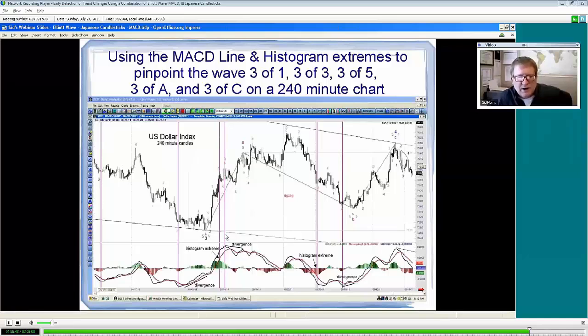Then it climbed up right here, and we had a histogram extreme here, and then a MACD extreme here, putting out a 3, those 3s that I've got marked there. Divergence, end of a 5-wave impulse.